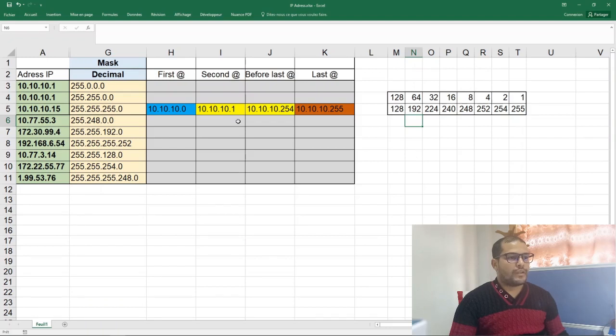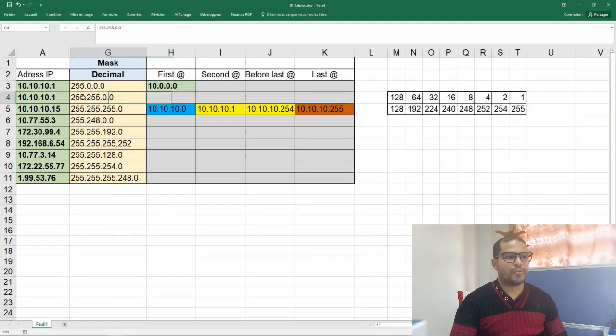Now when we have a mask where the octets are 255 or 0, the conversion is straightforward. We don't need the helper table, or we don't need to do any math. Simply we're going to copy the IP address as it is, and where we have the mask as 255, we're going to leave the IP address. Where we have the mask as 0, we're going to convert this one to 0. 0, 0. So this is the first IP address.